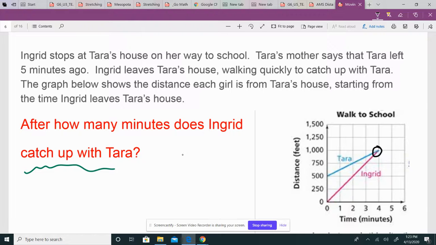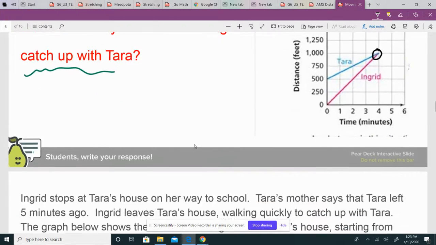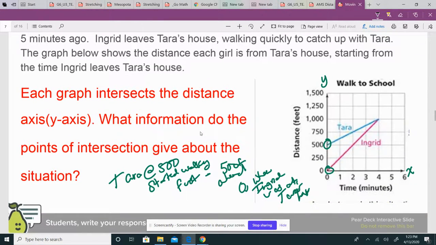So she's moving. Ingrid is over here booking, which gives us the answer to our last question, which really talks about how each graph intersects the distance at the y-axis. What information do the points of intersection give you about the situation? Well, the intersection of Tara's graph at 500 means that when Ingrid started walking fast, Tara was 500 feet ahead of her already. So Ingrid's like, let me start moving, boom, but Tara's already at 500. Right? So the time is both 0, but she was already 500 feet ahead. And so that's what that means.